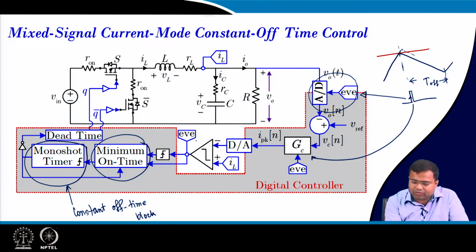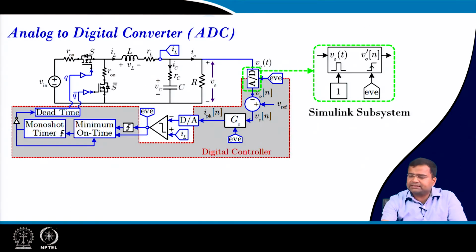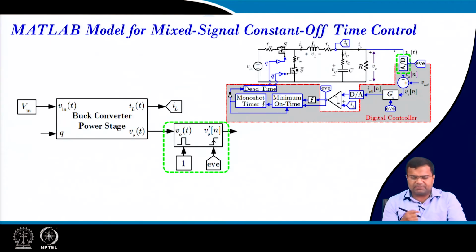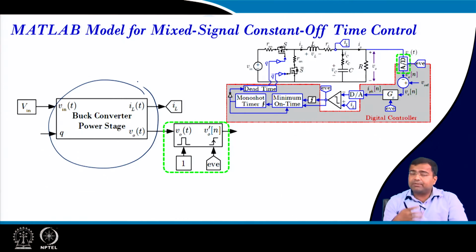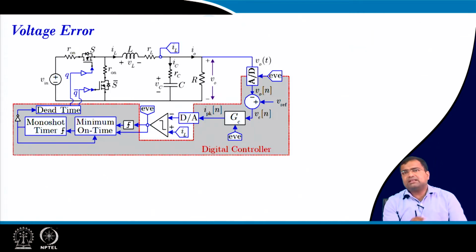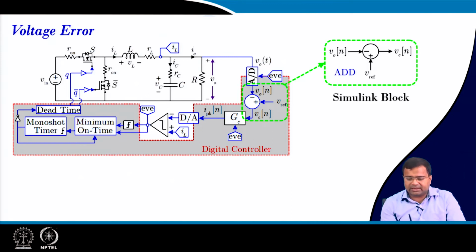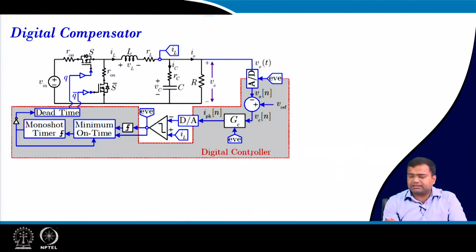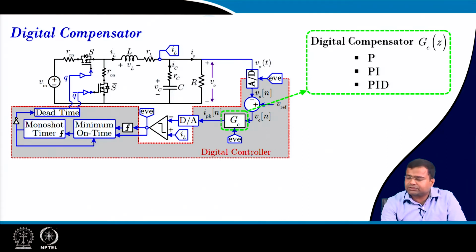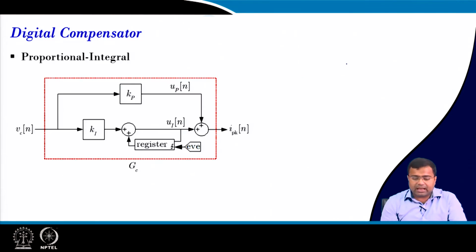And this event clock is generated from this comparator, which is shown here. Again, it is an event triggered ADC that we have discussed. Then the power stage we can easily develop, as we have discussed in MATLAB. We can just drag and drop that block. Then we can put an adder block, that is a subtractor. After that it will go to the compensator. Since we are talking about current mode control, we will consider a PI controller, and this PI controller will be realized using an event clock.